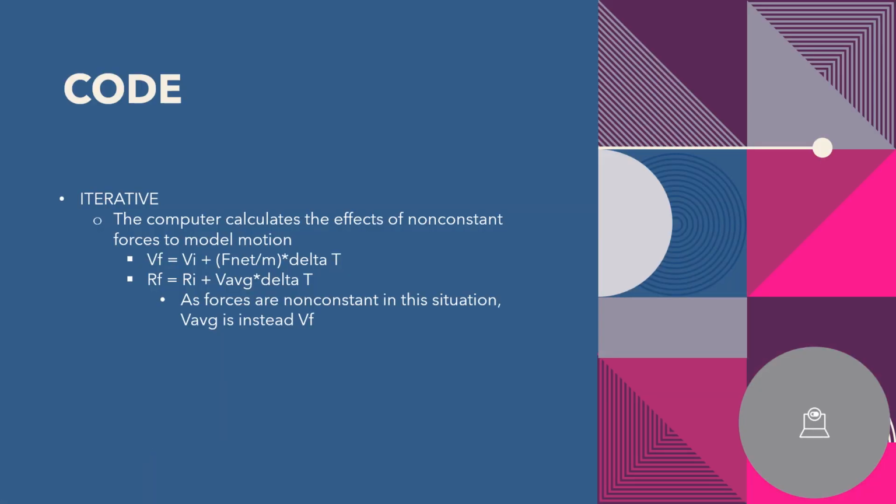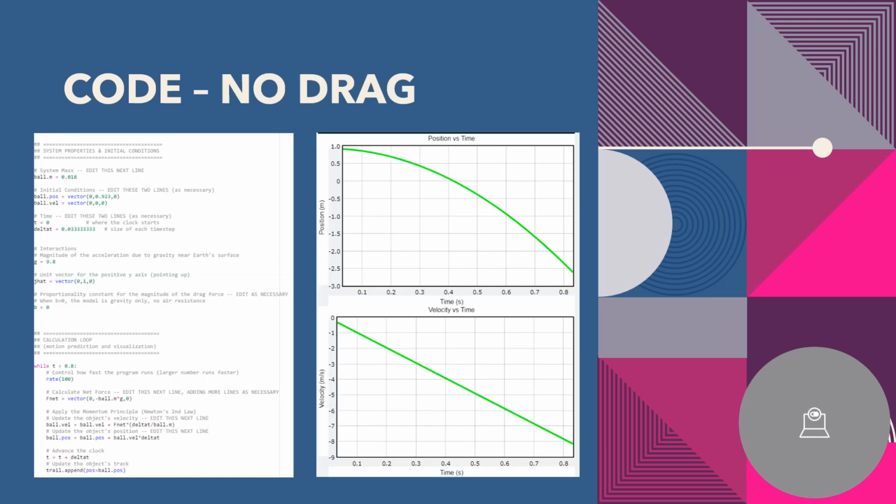My code is iterative. It calculates the effects of non-constant forces to model motion for each individual time step, which are synced up to match the time steps of the video. This involves two different formulas, a velocity update formula, which uses the net force to determine a final velocity over a period of time, and a position update formula, which allows me to approximate the motion of an object due to that average force. As forces are non-constant in this situation, instead of using the average as is given in this formula, we use VF.